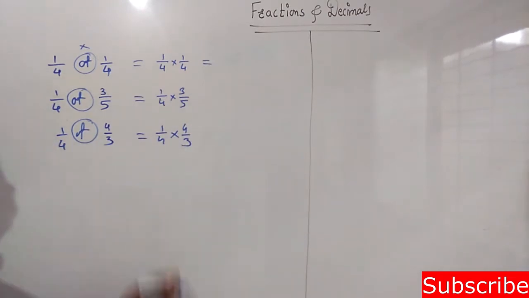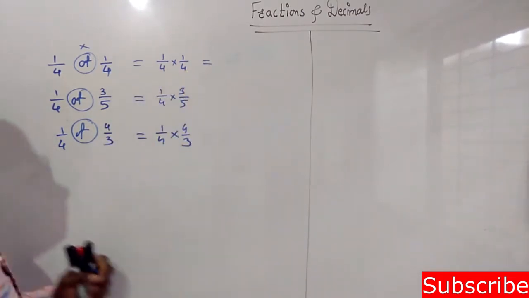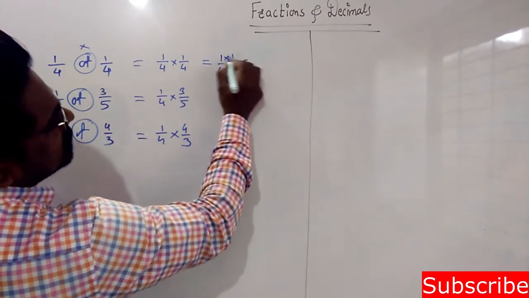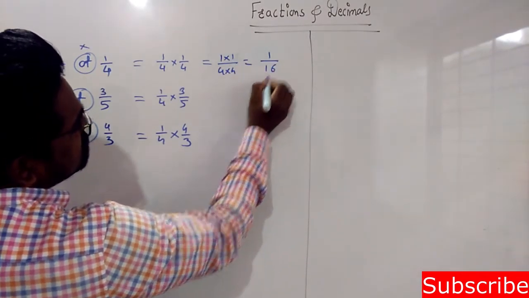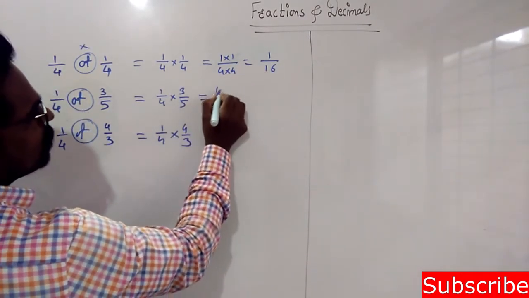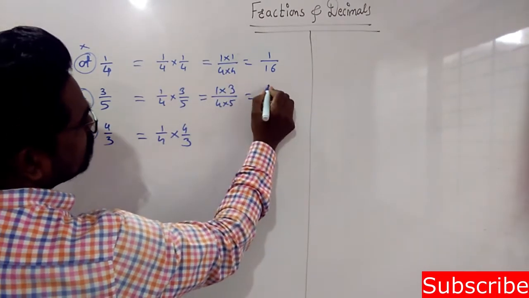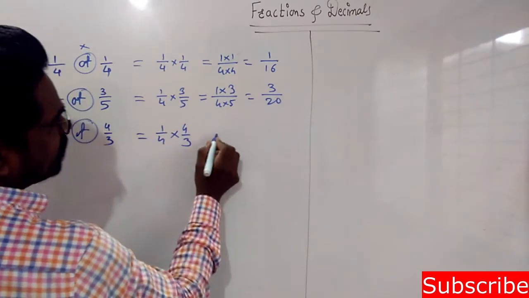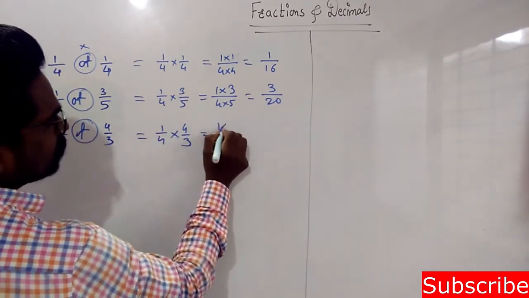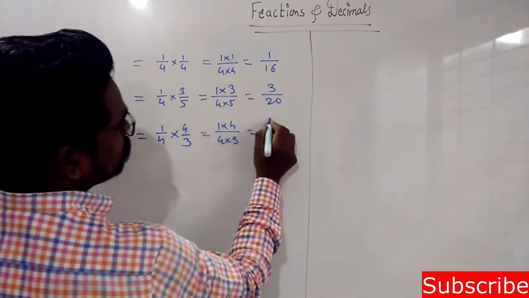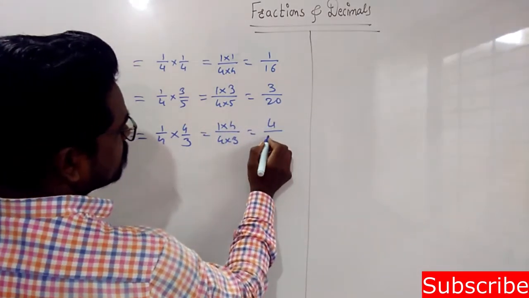Now we know the multiplication of fractions. So it is 1 into 1 divided by 4 into 4, which is 1 divided by 16. The next is 1 into 3 divided by 4 into 5, that is 3 divided by 20. And it is 1 into 4 divided by 4 into 3, which is 4 divided by 12.